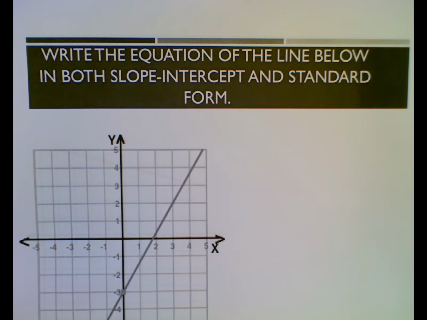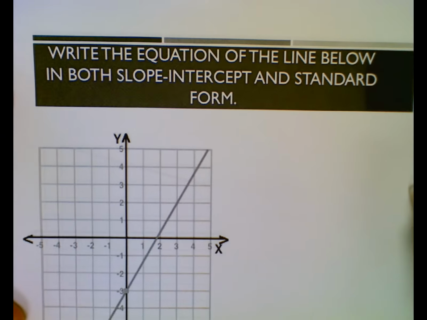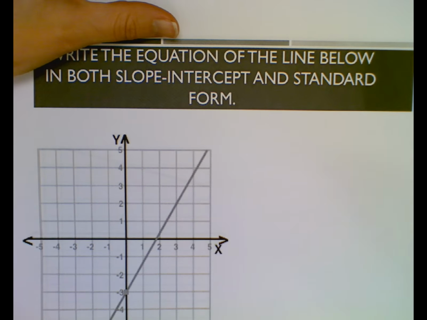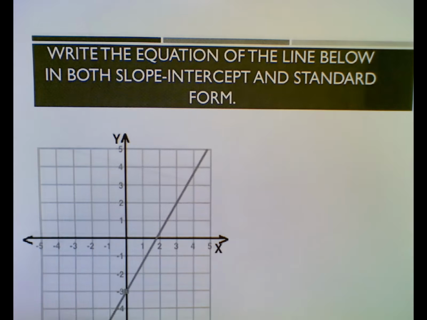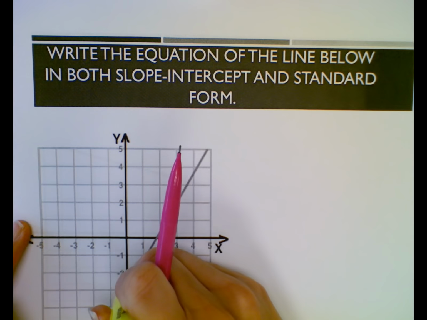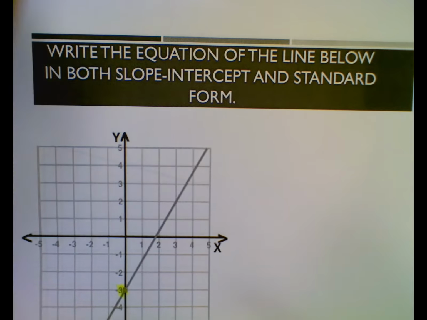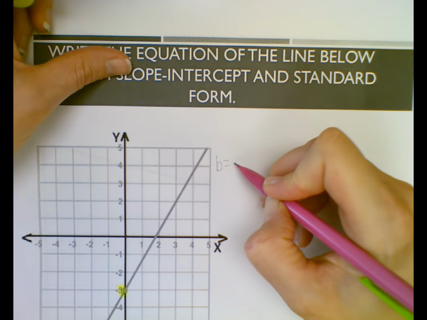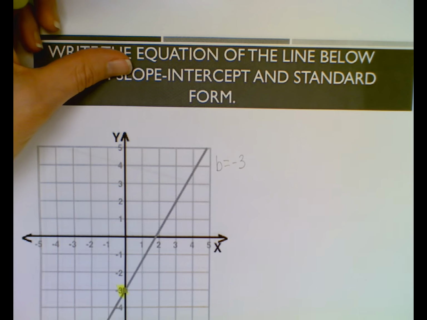Alright, first problem here. Write the equation of the line below in both slope-intercept and standard form. Okay. Well, before we start, let's just look at what we have. What information does the graph give us? Well, I see I have a point right here. Let me highlight that so you can see it a little bit better. Okay, we have a point right there at -3, and that point is on our y-axis, so that's our y-intercept. So our y-intercept is -3.